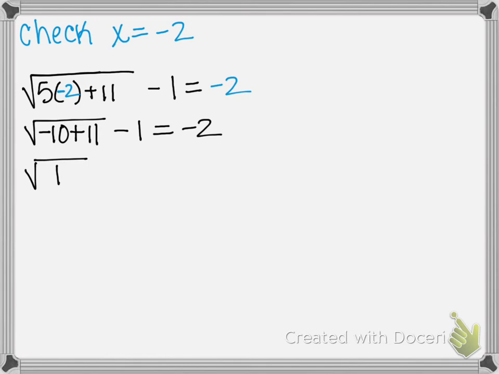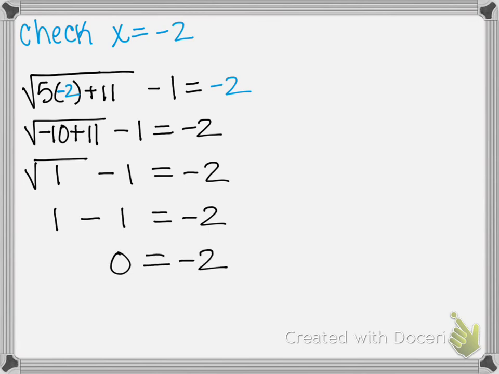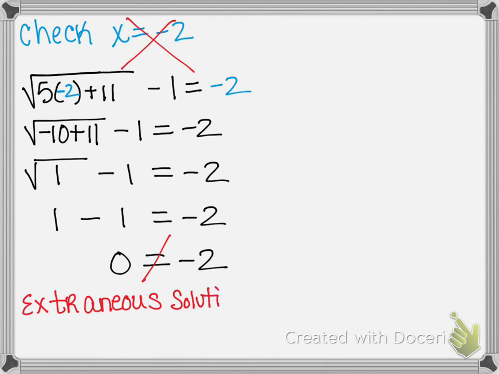So under my square root sign, -10 plus 11 gives me the square root of 1. Minus 1 should equal -2. Well, the square root of 1 is 1, and 1 minus 1 is 0. It is not -2. So this is not a solution. So x equals -2 is not a solution. It is what we call an extraneous solution, which means the number -2 is not part of the final solution set.